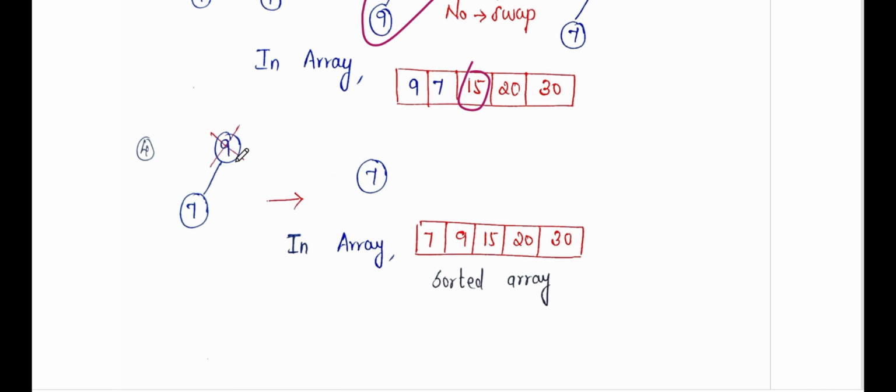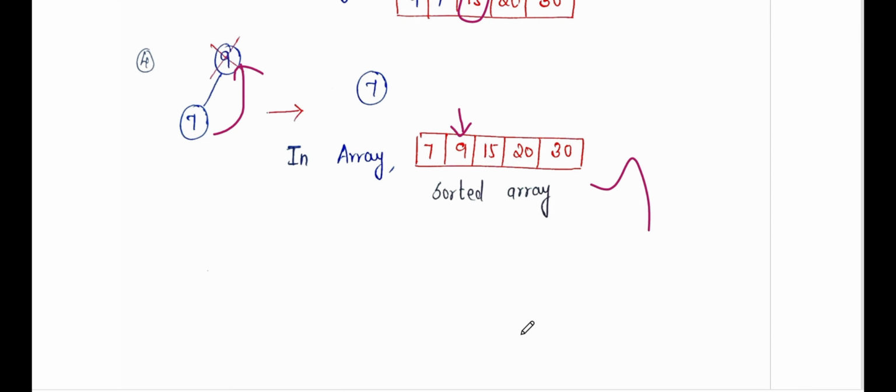What is the first element? 9. What is the last element? 7. So update with the 7. So now 7 is in the first position. This place is empty. The deleted element is inserted in this position. So finally we got the sorted array. Clear?